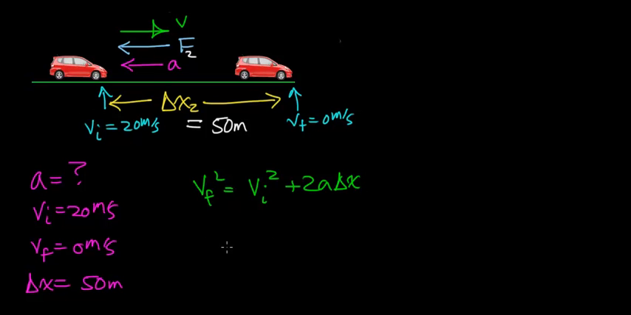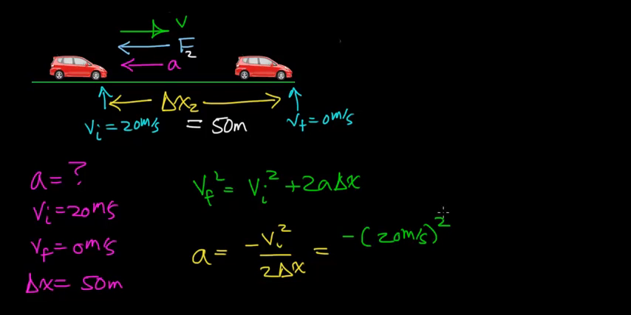Now, instead of going through all the algebra, we know that the acceleration of the car is going to equal minus the initial velocity of the car squared divided by 2 times the distance over which that car has to come to a stop. Now in this case, this works out to be minus 20 meters per second, the initial velocity of the car remains the same, and we have to square it. And then we're going to divide that by 2 times the distance over which this car comes to a stop, which in this case was half the distance, or 50 meters.